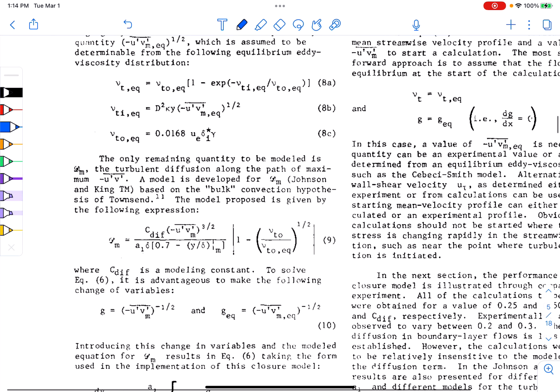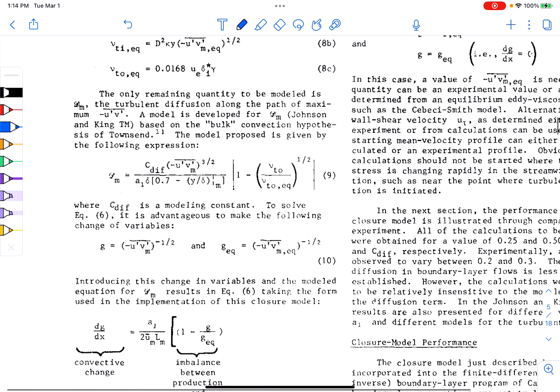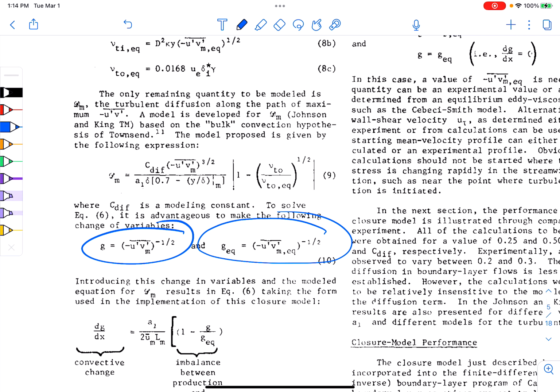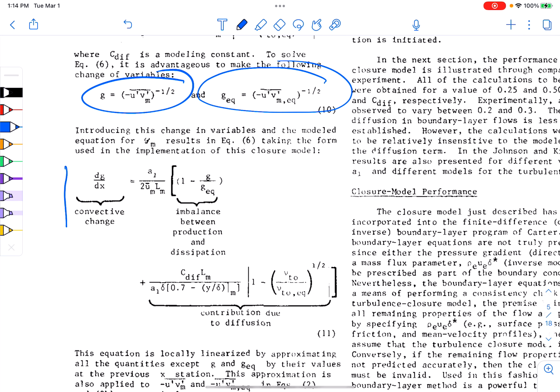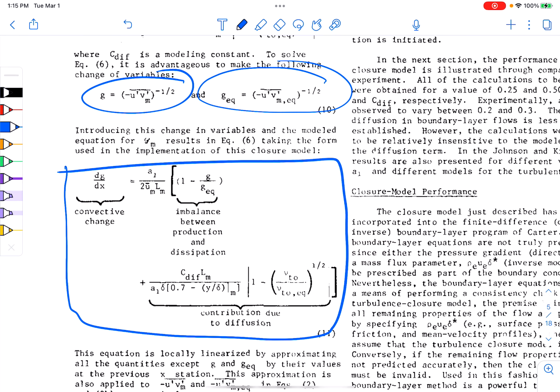And then to solve all these equations, they introduced a transform to make it easier to solve. And that's G equals negative U prime V prime. So then you get equation 11. And this is the equation that's actually going into the code. So there's really this unknown term G, which they can relate back to U prime V prime, which goes back into their eddy viscosity models.